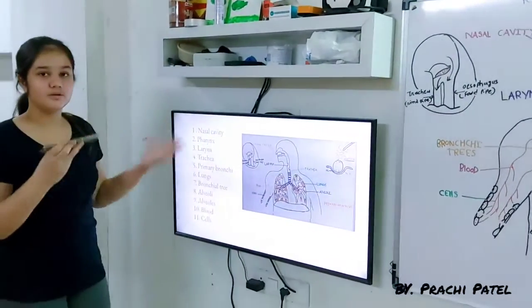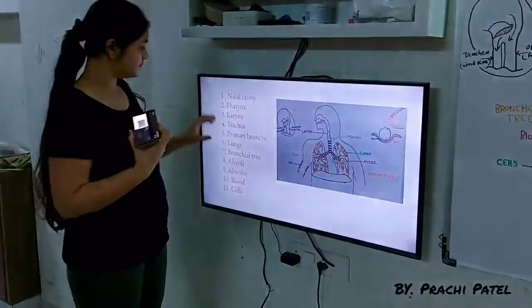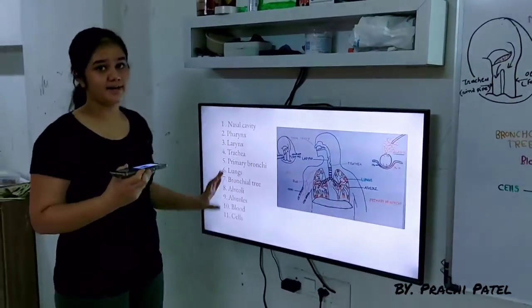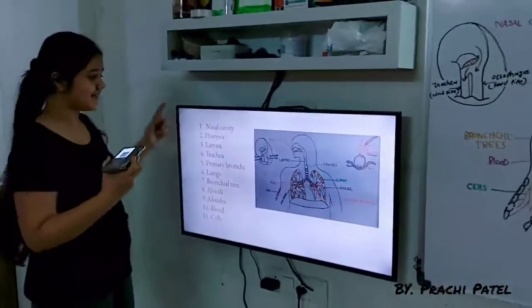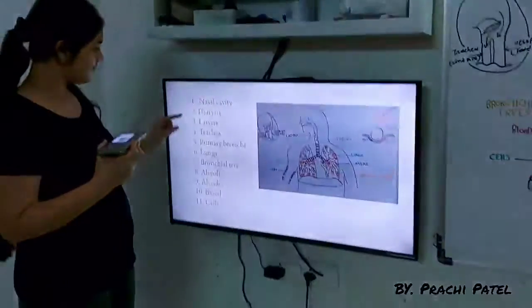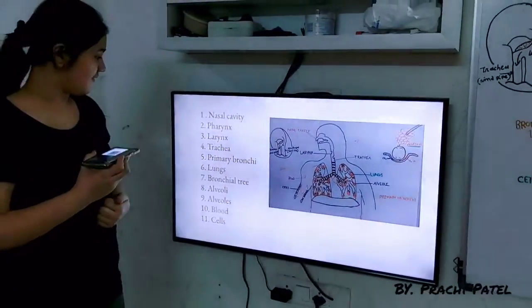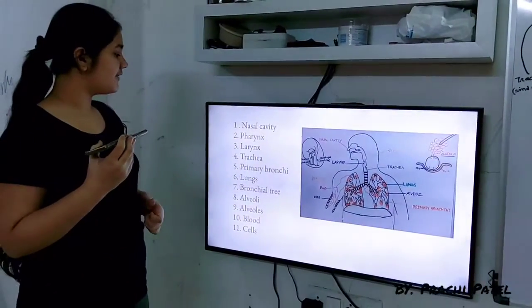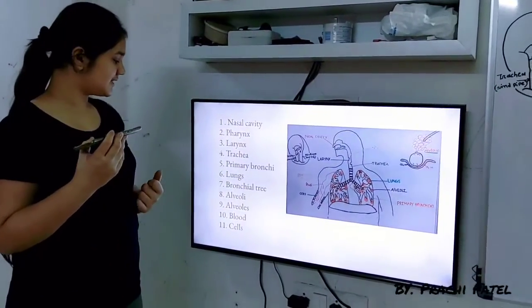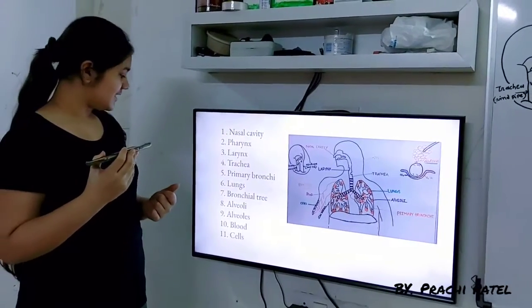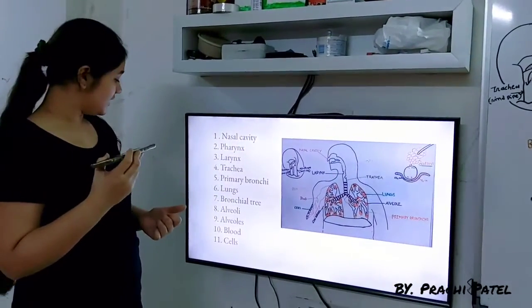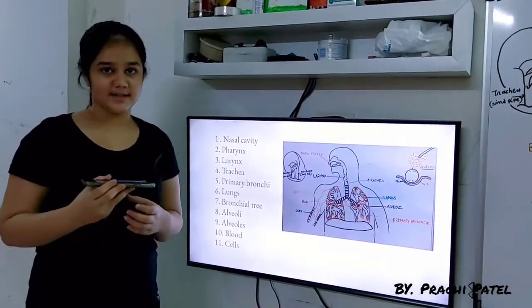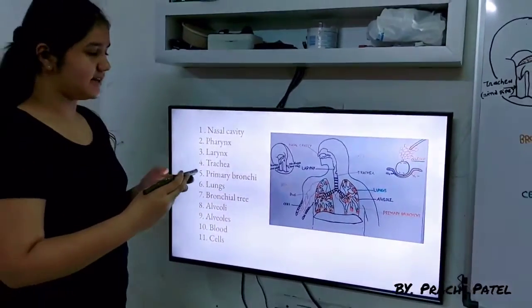Now let's go to our human respiratory system again. Here I'm going to show you each and every part. We will go into detail, but let's first see the names. First, nasal cavity. Second, pharynx. Third, larynx. Fourth, trachea. Fifth, primary bronchus. Sixth, lungs. Seventh, bronchial trees. Eighth, alveolus. Ninth, alveolus. Tenth, blood. And eleventh, cell. So this is the series of organs.